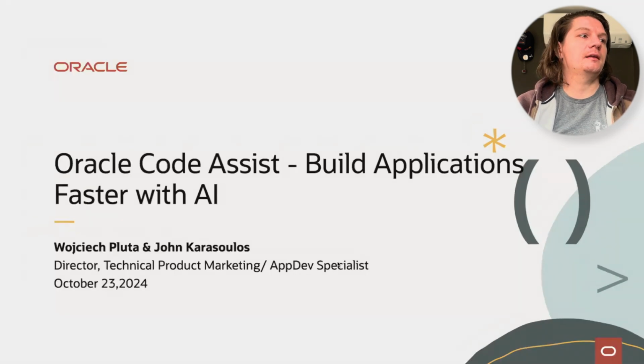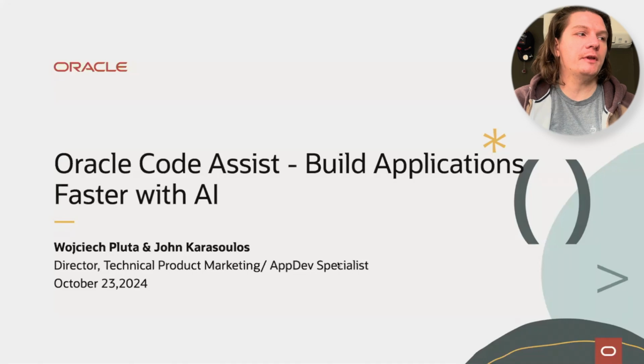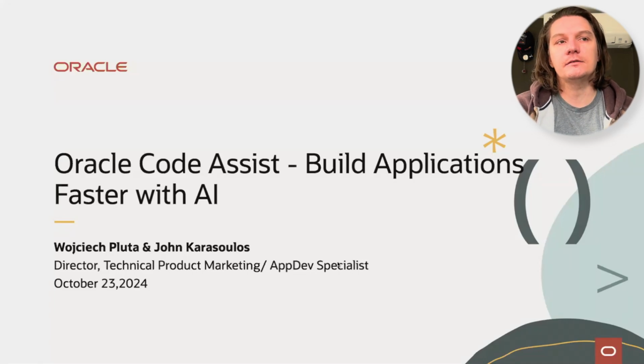So yes, let's begin. Oracle Code Assist, build applications faster with AI. This is what we're going to talk about today. I'm going to do a little intro in terms of our thinking and how we came around to what we want to deliver in terms of the product and capability. And then John is going to take us through a couple of use cases where he's going to show the product and talk about how it can be used to speed up your development lifecycle.